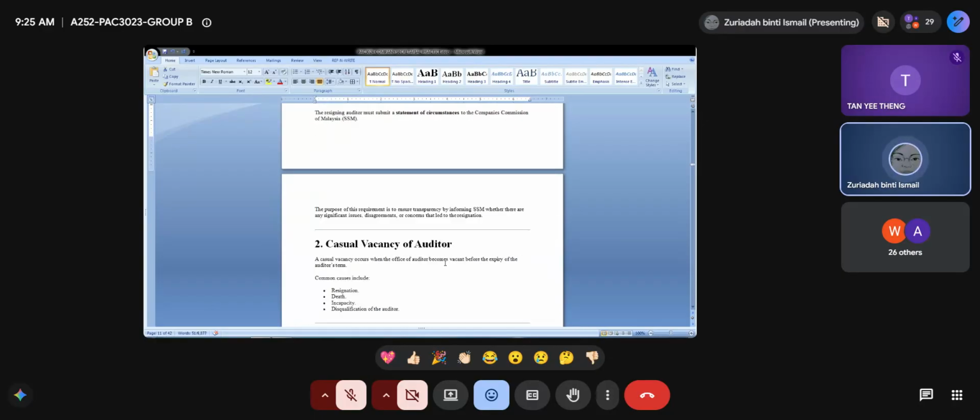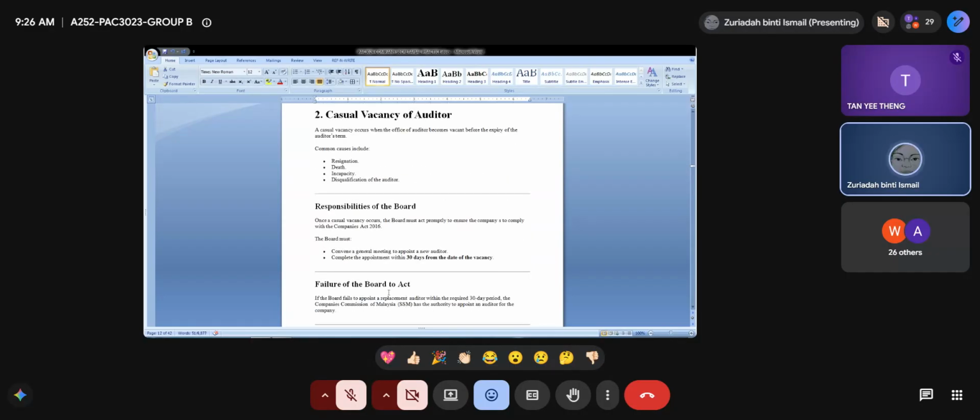Okay, for casual vacancy, it means that this is the right for auditors to leave that position before expiry of term. Casual vacancy, apart from resignation, could be by death, or the auditor is under incapacity, for example mental incapacity, or disqualification.